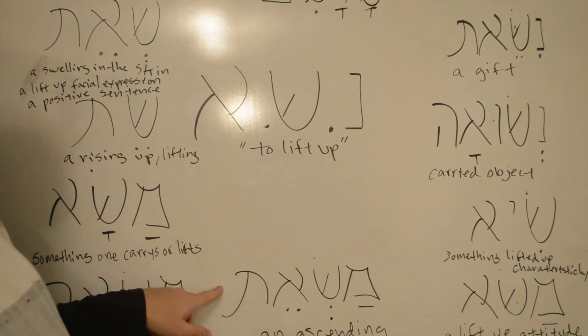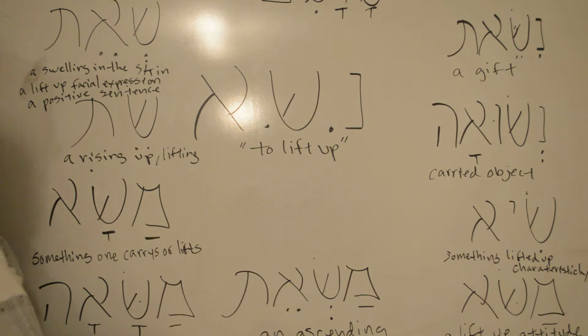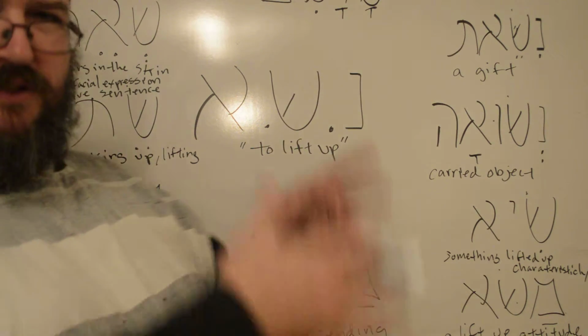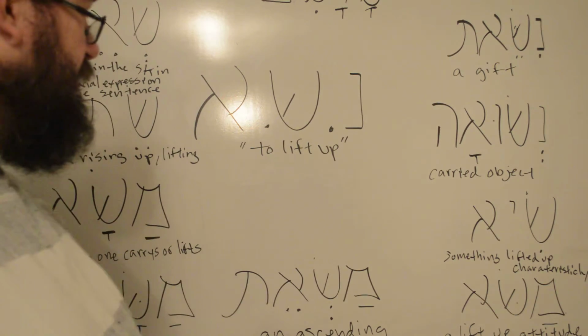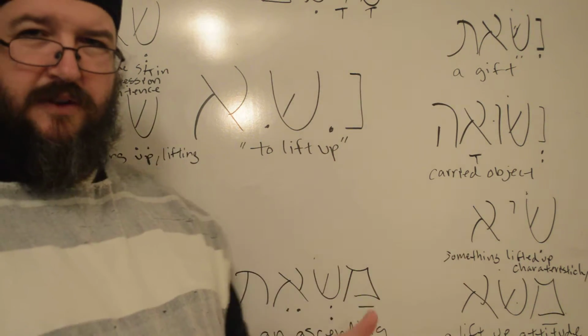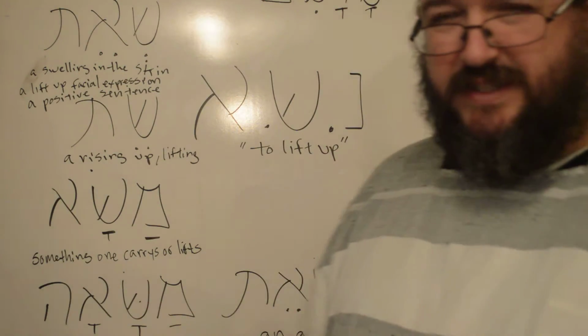We have here this next word, which is maset. What is maset? It's an ascending movement. This is used, for example, when it talks about smoke that's moving up in an ascending movement. And so this is referring to an ascending movement, and of course we would have a noun attached to it at the end, which would identify what type of ascending we're referring to.